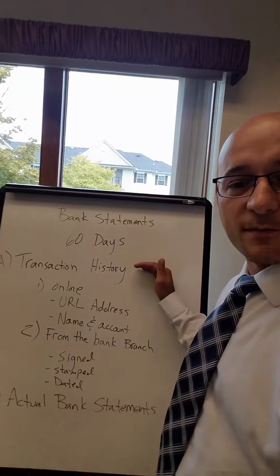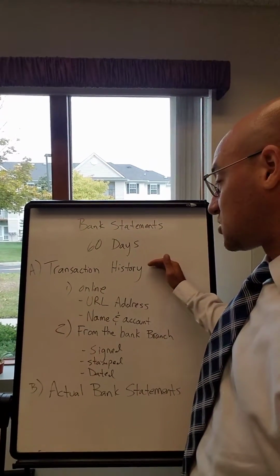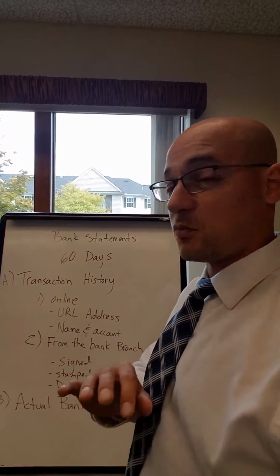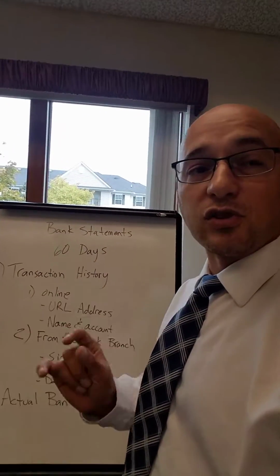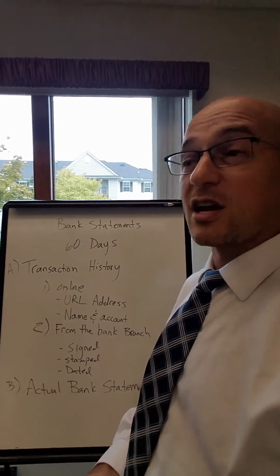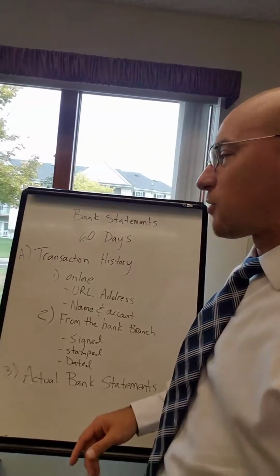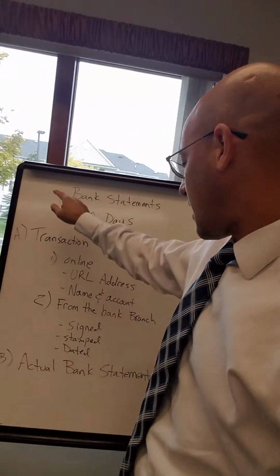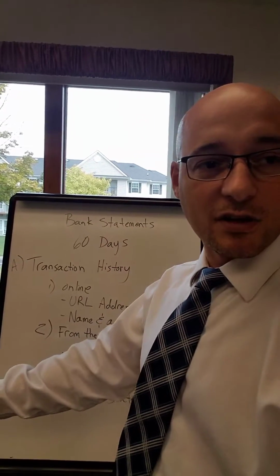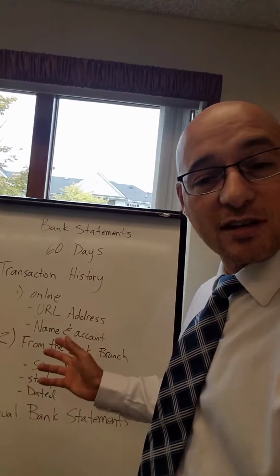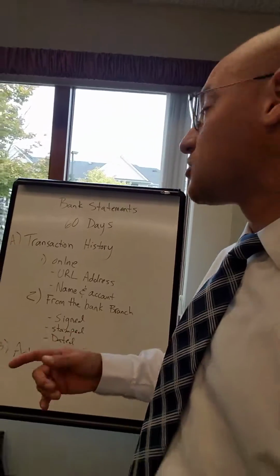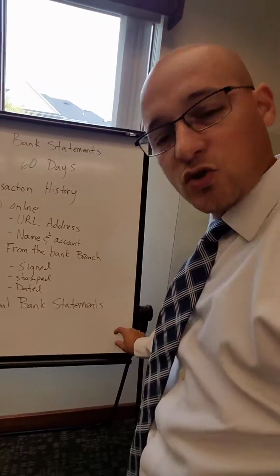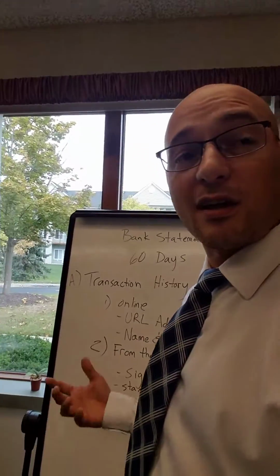So, transaction history. The first way you can do it is to get it online. Go to your bank's website, log in, look at all the transactions, get a full 60 days, and then from the browser, up at the top, go File, drop down, Print. Do not copy and paste and drag this into Microsoft Word and send it to me that way, because I'm going to reject it. When you go File and Print, at the bottom of the page it's going to print the URL address that shows me the bank account that it came from.